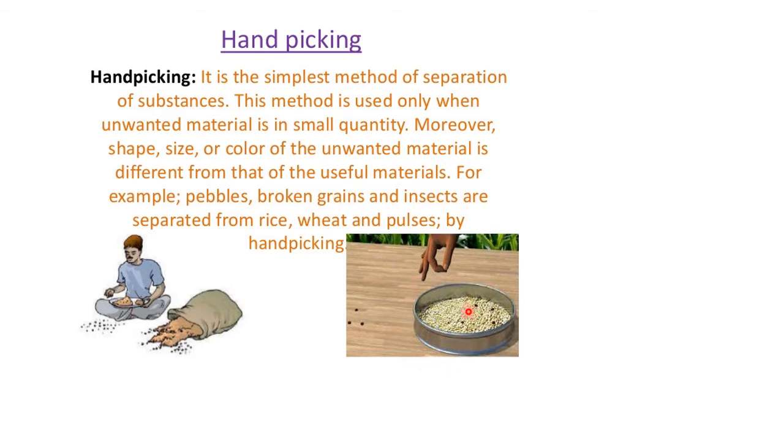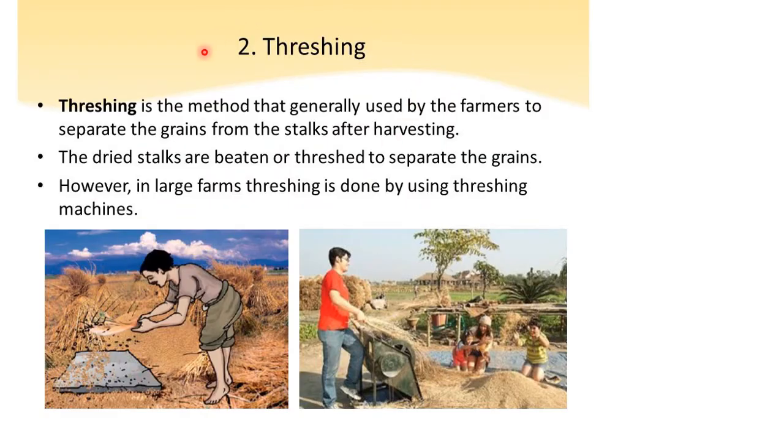If there is a different color or size, then only we can separate our unwanted materials. Here, the shape, size or color of the unwanted material is different from that of the useful material. Means if the shape is different, size is different, color is different, then we can separate it by hand.